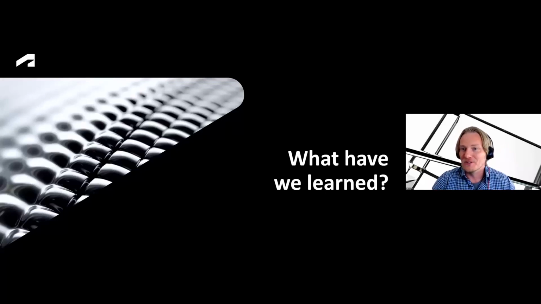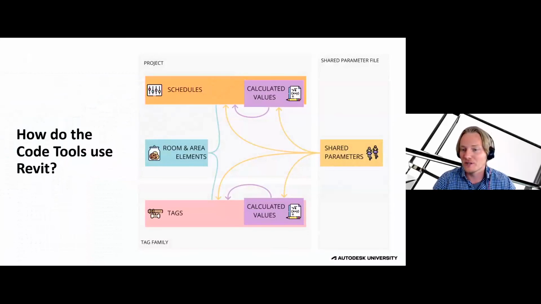So we've learned some basic definitions and gone over a bit about rooms and areas, and how we're integrating those into this workflow. We've learned a bit about schedules and custom tags and the shared parameters and calculated values, which are incorporated in those to get this result.